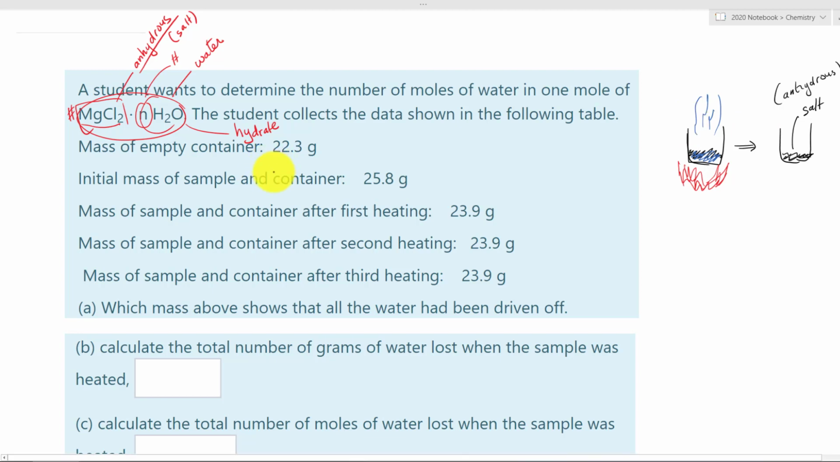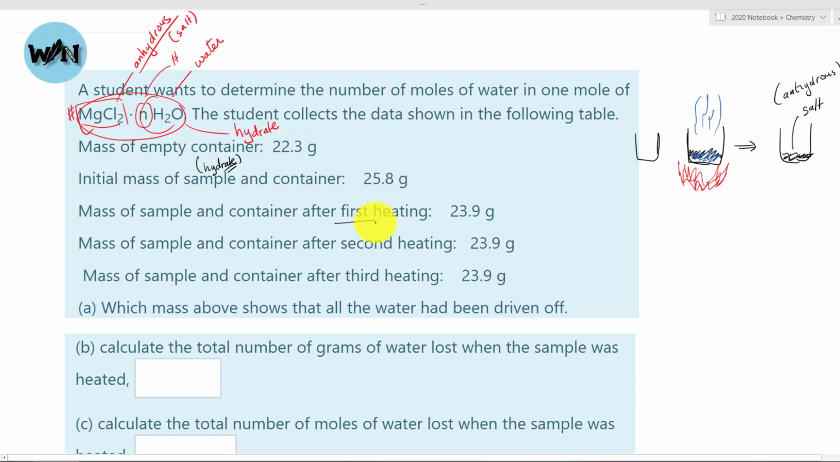First, you have the empty container, which is not a beaker, more like a crucible, that contains the hydrate. Then you are going to measure the mass of the sample, which includes the hydrate. So the sample is a hydrate, and in the container, that mass is 25.8 grams. So what you are going to do is heat it for a long time, making sure that all the water evaporates.